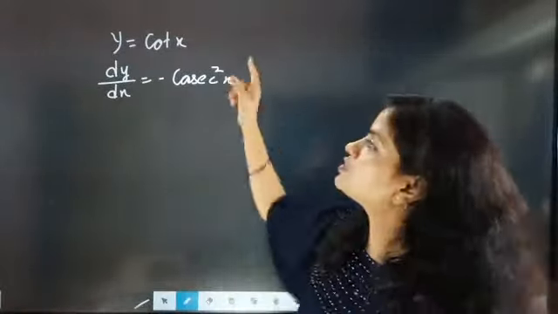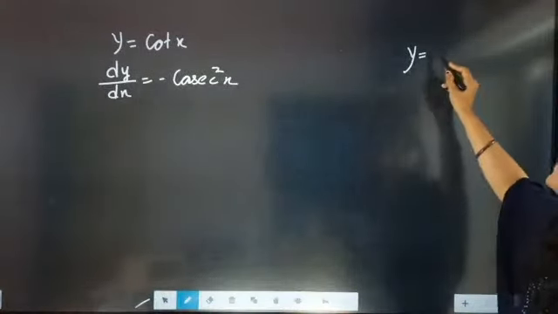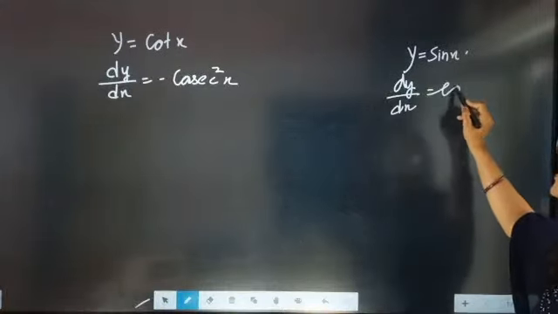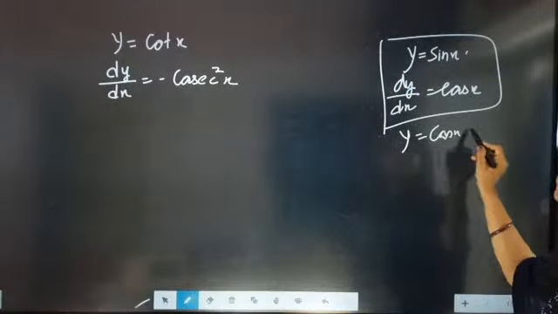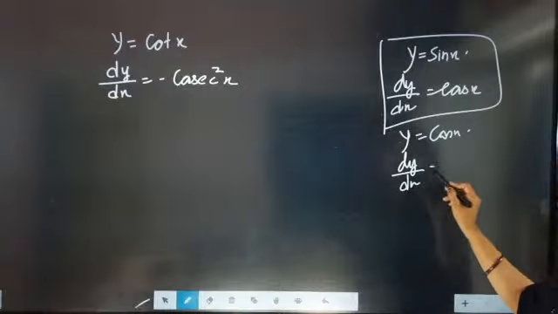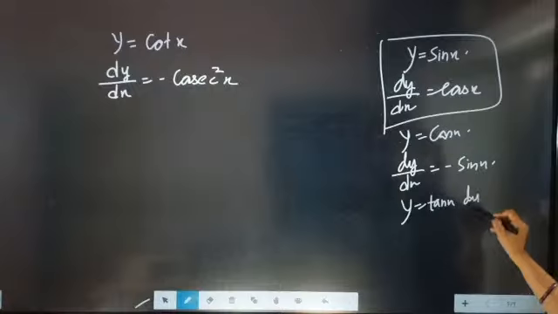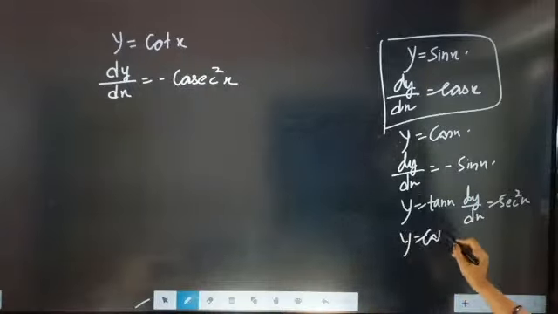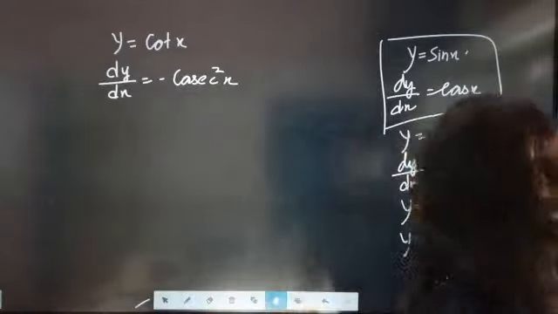So now we understood the formulas we have seen till now in trigonometry. We saw y equal to sin x, then its differentiation is coming as cos x. Then y equal to cos x, its differentiation is coming as minus sin x. Then y equal to tan x, its differentiation was coming as secant square x. Then y equal to cot x, its differentiation is coming as dy by dx equal to minus cosecant square x.